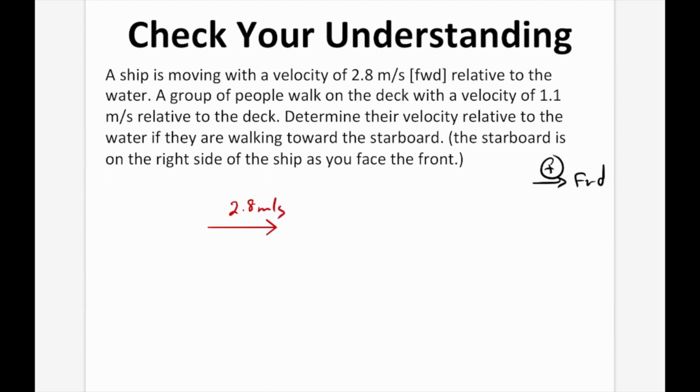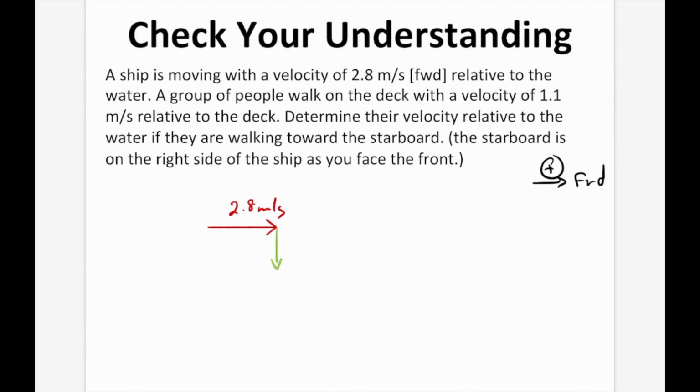A group of people walk on the deck with a velocity of 1.1 meters per second relative to the deck. Determine their velocity relative to the water if they're walking towards the starboard. The starboard is on the right-hand side of the ship as you face the front. So if they're walking to the right side, we can draw them going this way.